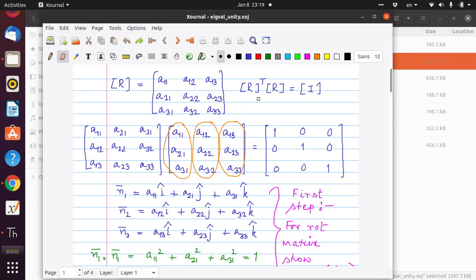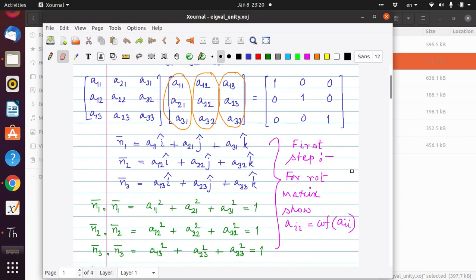So if this is this, then this is the transpose of this. So the first row has become the first column, the second row has become the second column, and the third row has become the third column. This into this is R transpose into R is equal to the identity matrix, so this one.